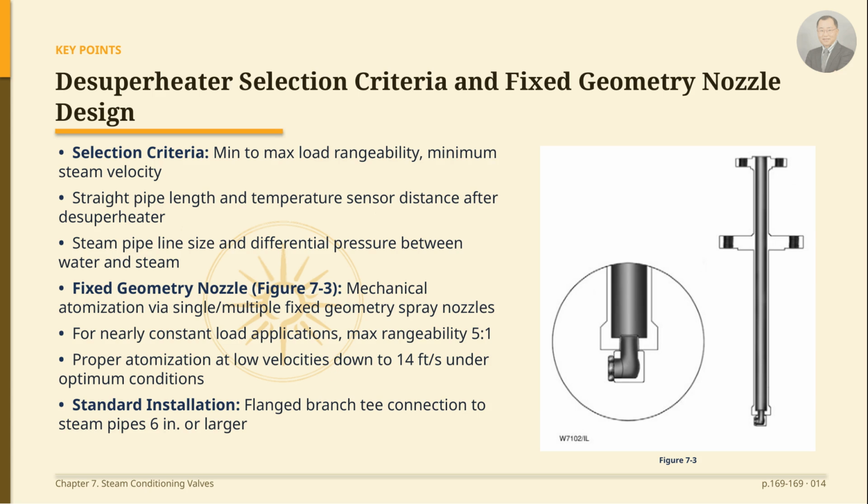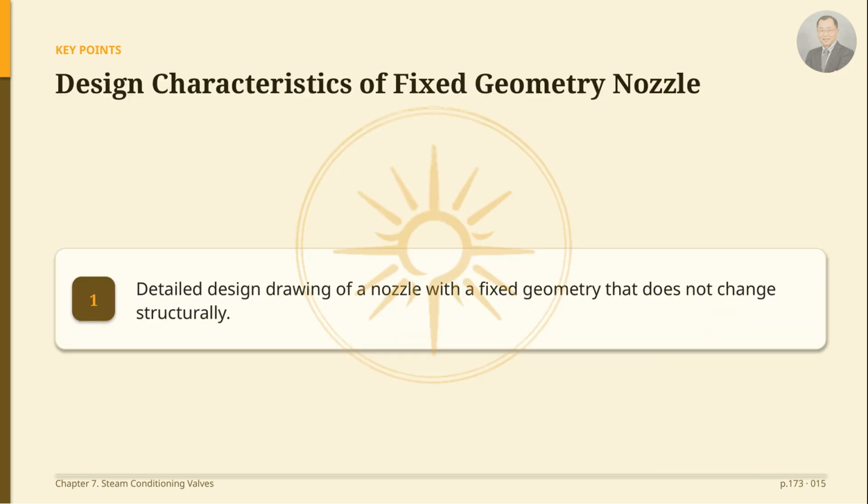It is intended for applications with nearly constant load changes, with rangeability up to 5:1, and is capable of proper atomization in steam flow velocities as low as 14 feet per second under optimum conditions. Standard installation of this type of unit is through a flanged branch connection T on a 6 inches, or larger steam pipeline. This is a detailed design drawing of a nozzle with a fixed geometry that does not change structurally.